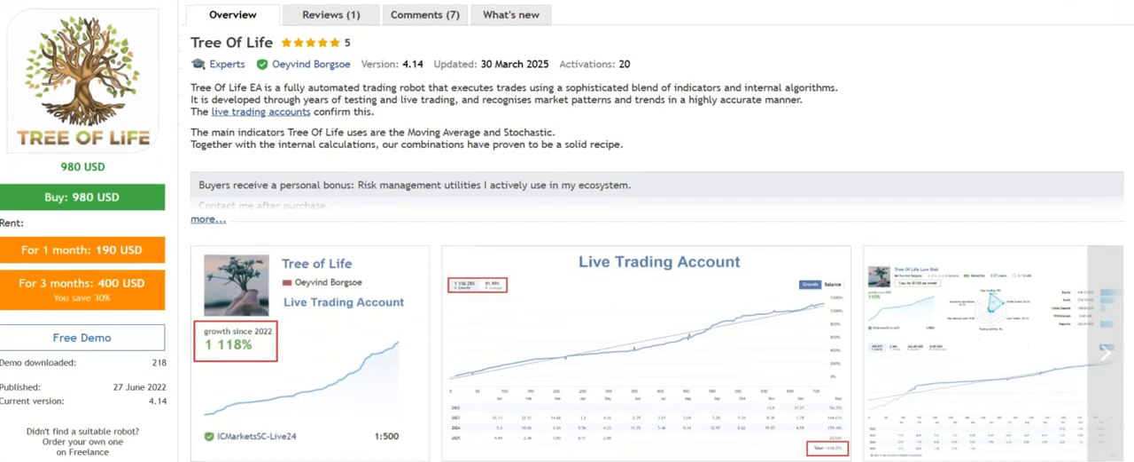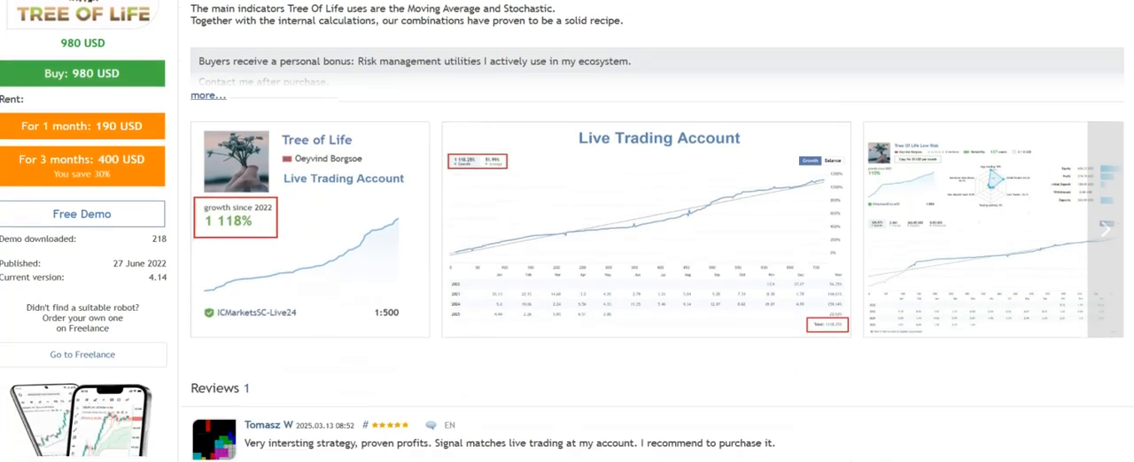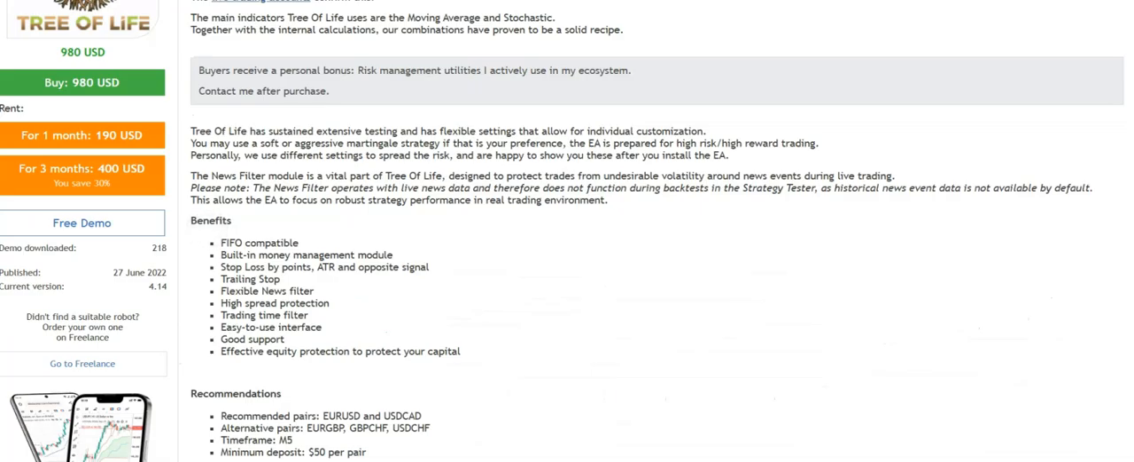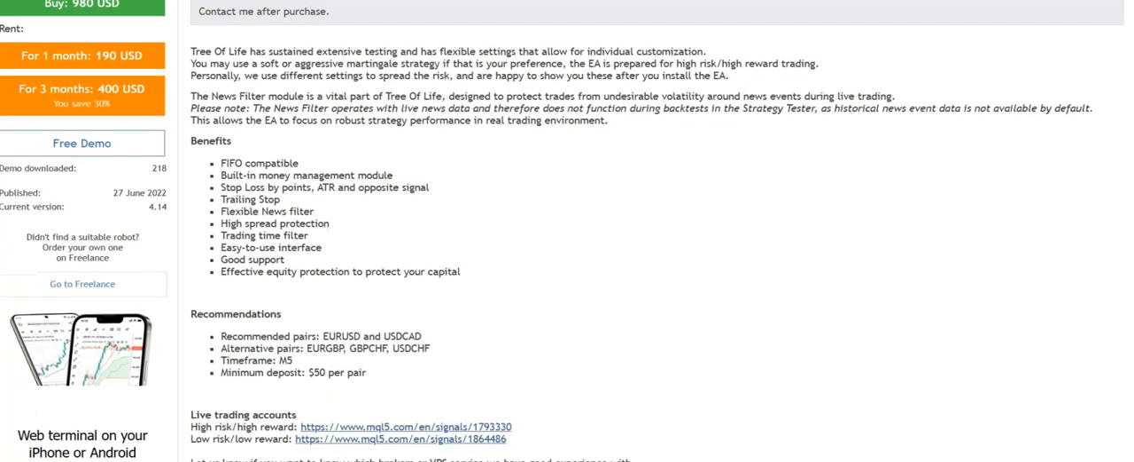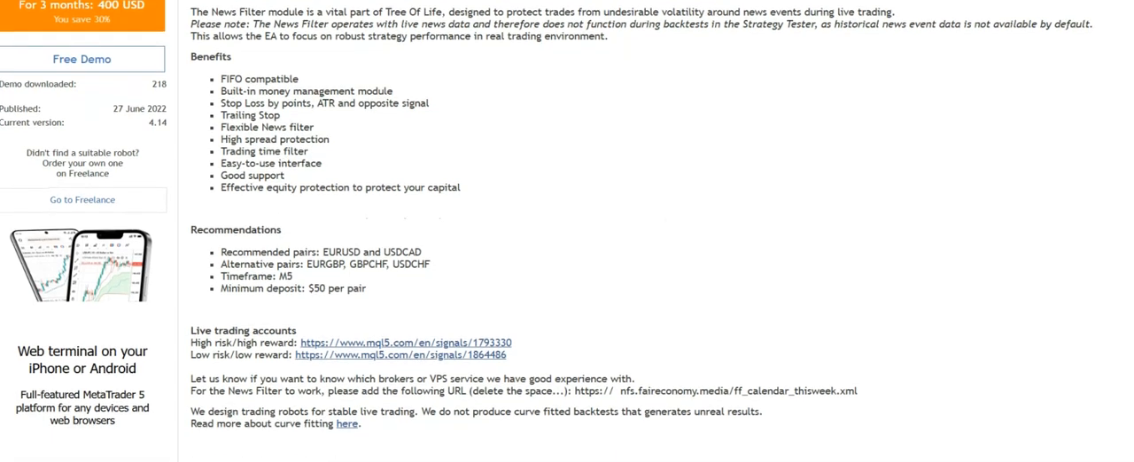Okay, let's look over a few things. This is the Tree of Life EA or Forex robot. And all of this is fine. I'm going to show you some of the results that it's actually showing on the MQL5 page. But this was the cool part about it. It looks like it's pretty conservative based on what the returns are. So it's not one of those unbelievable 50 to 100% a month type of EAs. So these are the things, and of course you can go to the page yourself to take a look at these. The two recommended pairs are right here, the Euro US, the US CAD, 5-minute time frame.